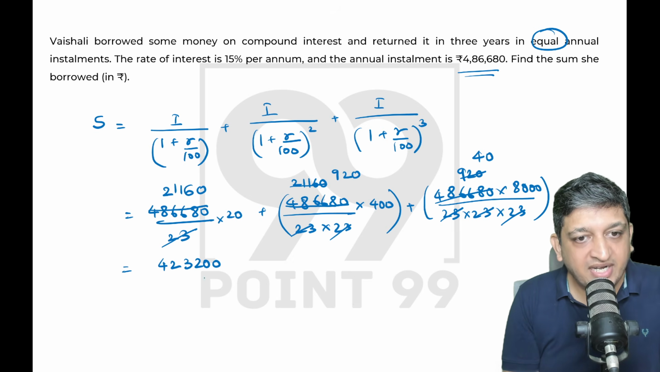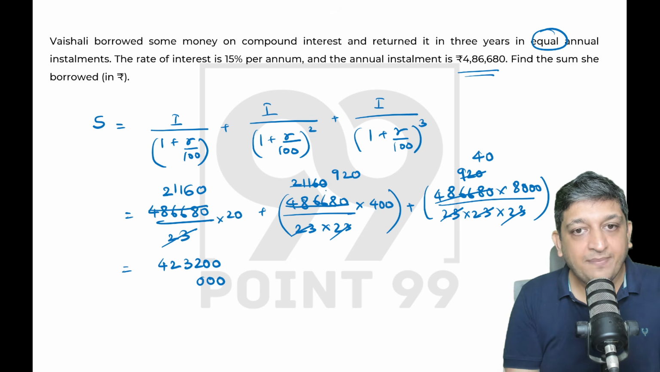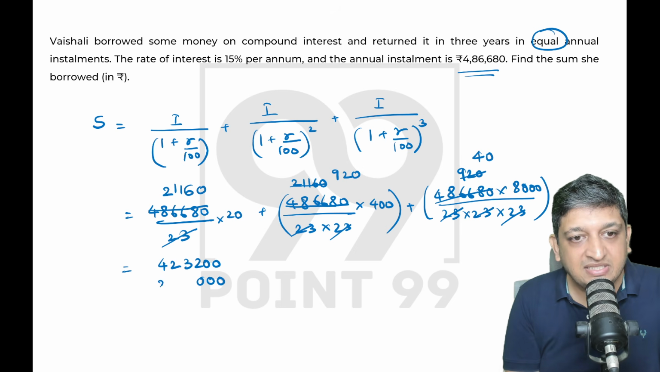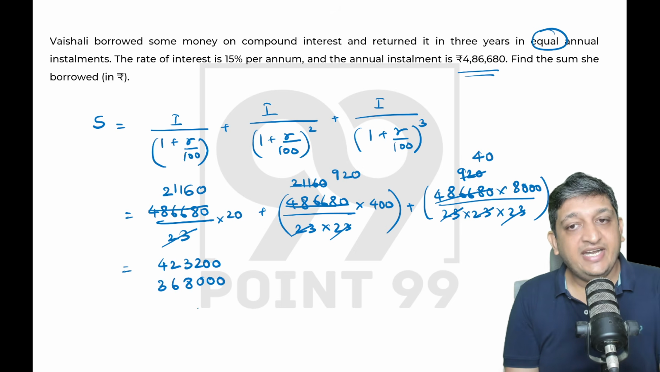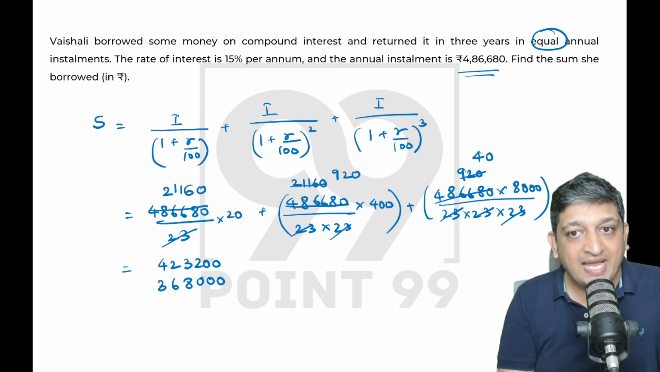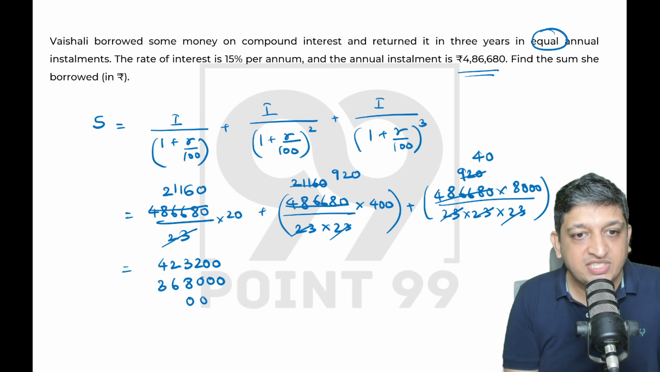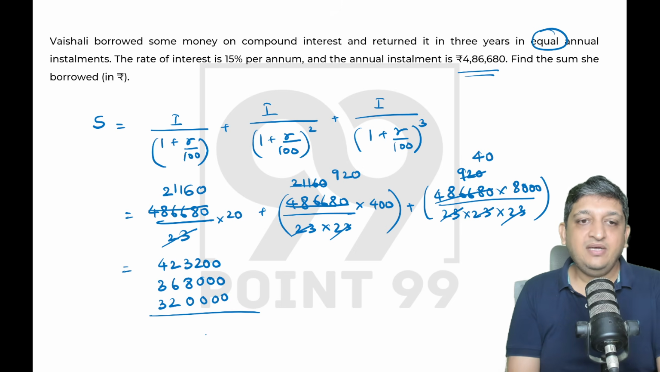920 into 400 is going to end in 3 zeros here. 92 into 4 is what I'm expecting. 360 plus 8 is going to be 368, so 36800. And what about this? I'm going to get 32 followed by 4 zeros. So 4 zeros and 32. So this is going to be the final thing.